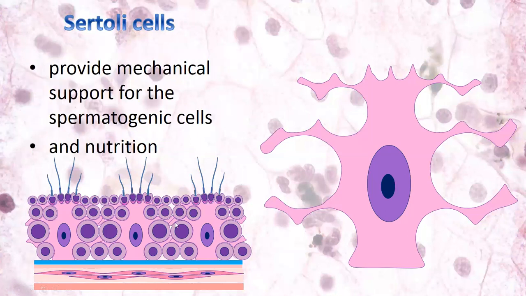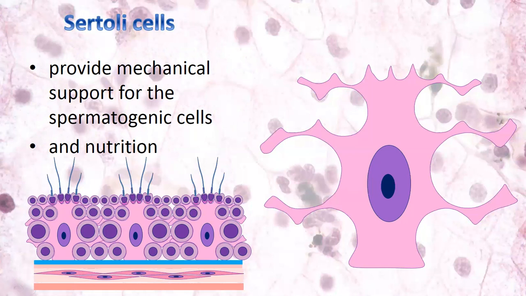And also they provide mechanical support for spermatogenic cells and nutrition for them. They uptake from blood, which surrounds tubules, different nutrients and give those nutrients to the spermatogenic cells. And also Sertoli cells protect spermatogenic cells from different toxins from blood and from autoimmune diseases, because immune system may damage spermatogenic cells. Later we'll talk about this.